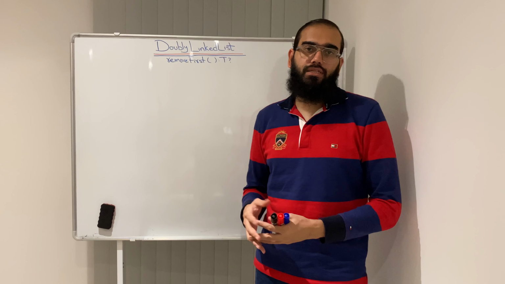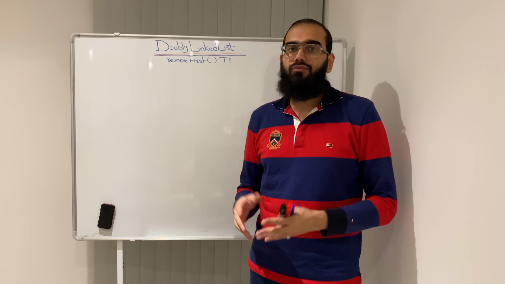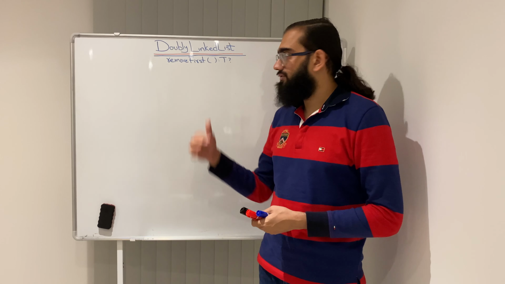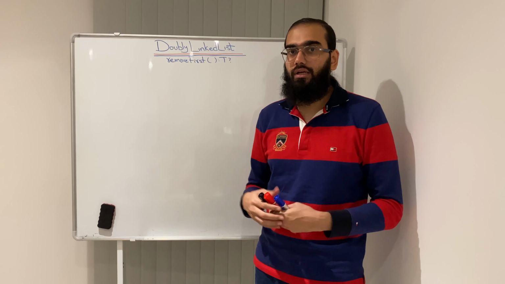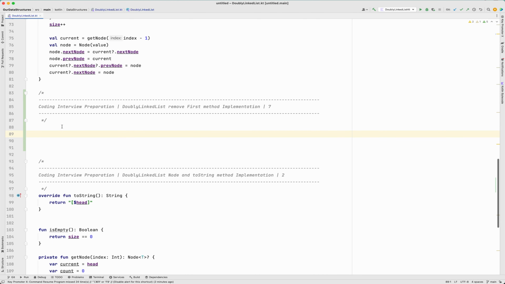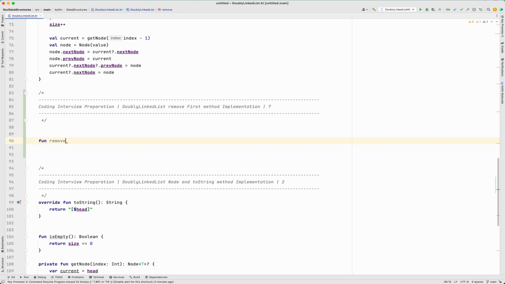Hello everyone. Today we are going to implement the remove first method in our doubly linked list implementation. The format is the same. First we will do the pair programming or coding, and after that we will come back and execute the edge cases on the whiteboard to understand properly how things are working under the hood. One, remove first.